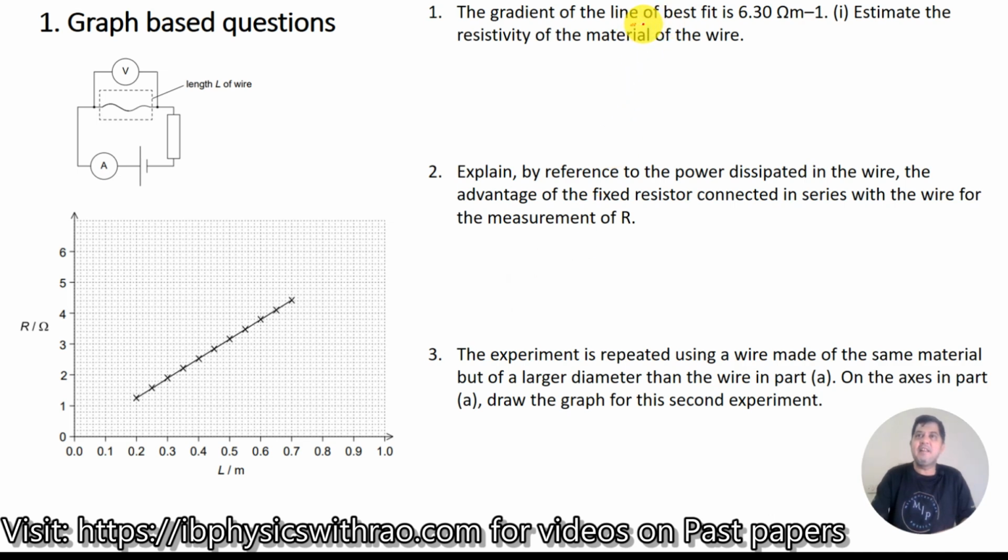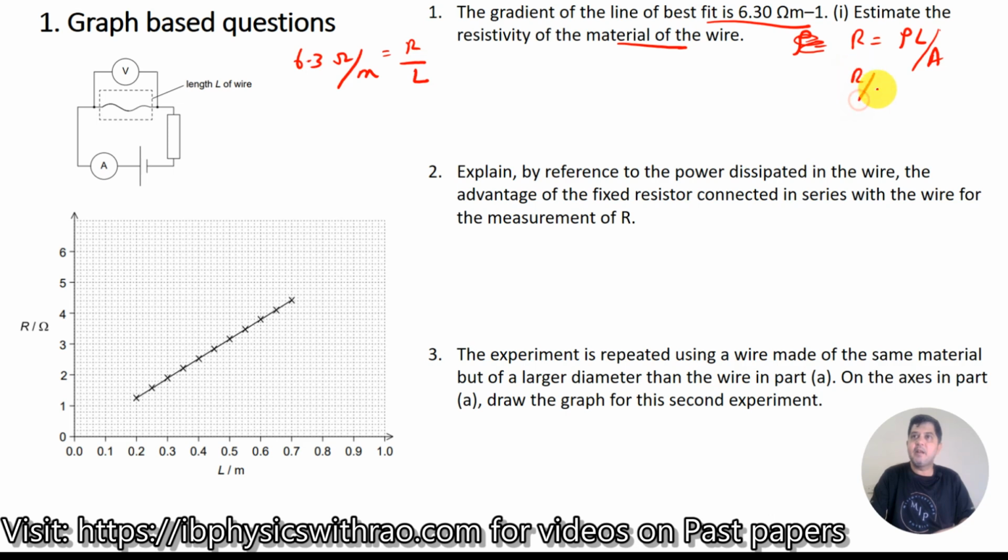The gradient of the line of best fit is 6.3 ohms per meter. First, when you write ohms per meter, write this as resistance per unit length. Estimate the resistivity of the material of the wire. Now what equation do you have? You already have resistance is equal to rho L divided by A. This is what you have. Now when I take R by L, I push this L downwards, this becomes rho by A over here.